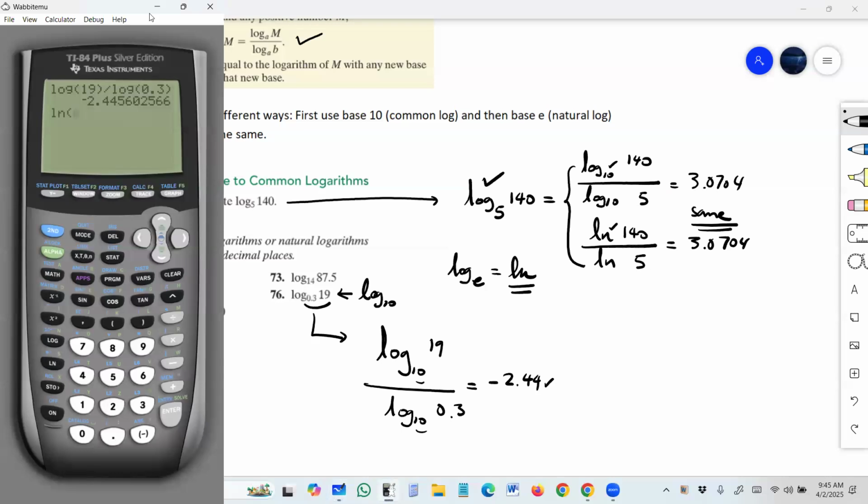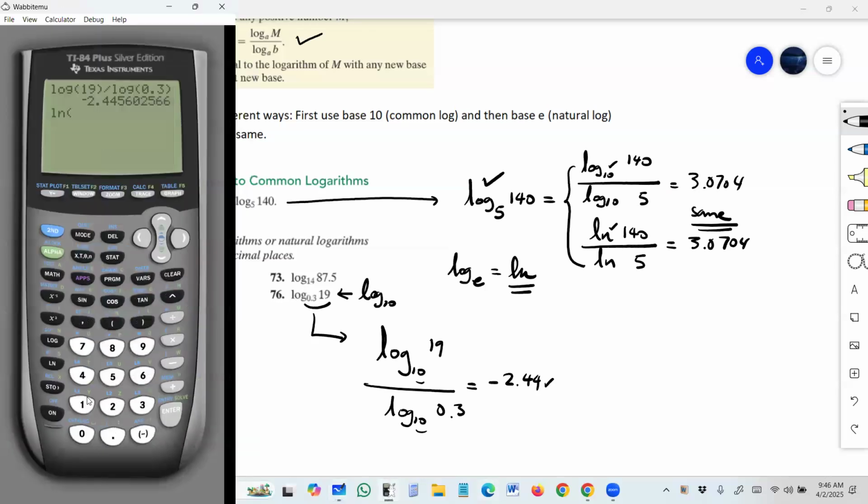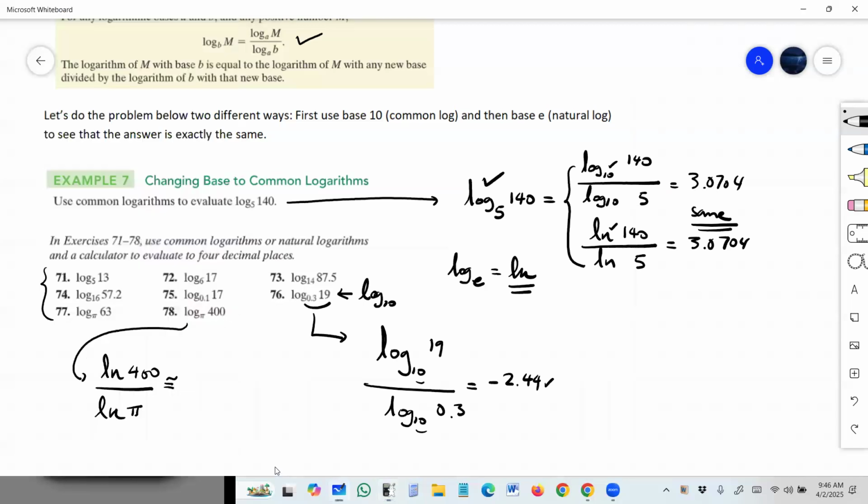Natural log, what was it, 400, right? 400 divided by natural log of 3.14. Okay, and that would be my answer, 5.2362, or just 5.23. Approximately 5.23. And again, you can verify, you can do this problem with log base 10, and you can do problem 76 with natural log, and you would get the same answer.